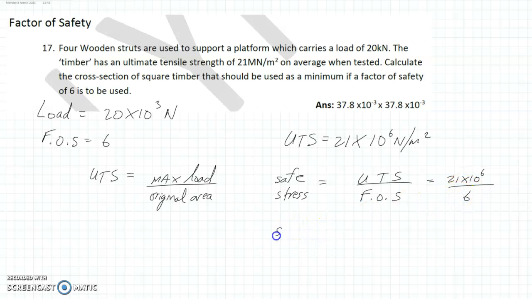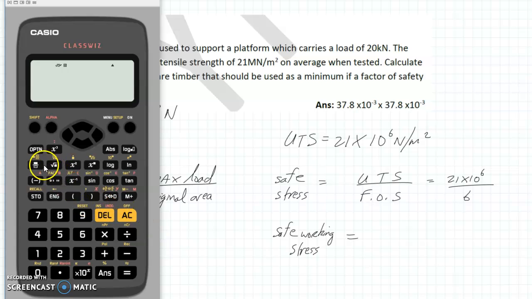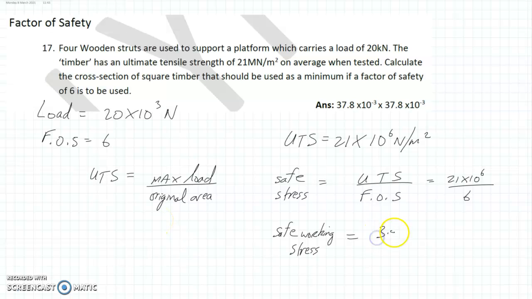So the safe working stress is going to be 21 by 10 to the 6 divided by 6. Change that and we get 3.5 by 10 to the 6, and that's newtons per metre squared. Right. So I think we might be using this equation next.